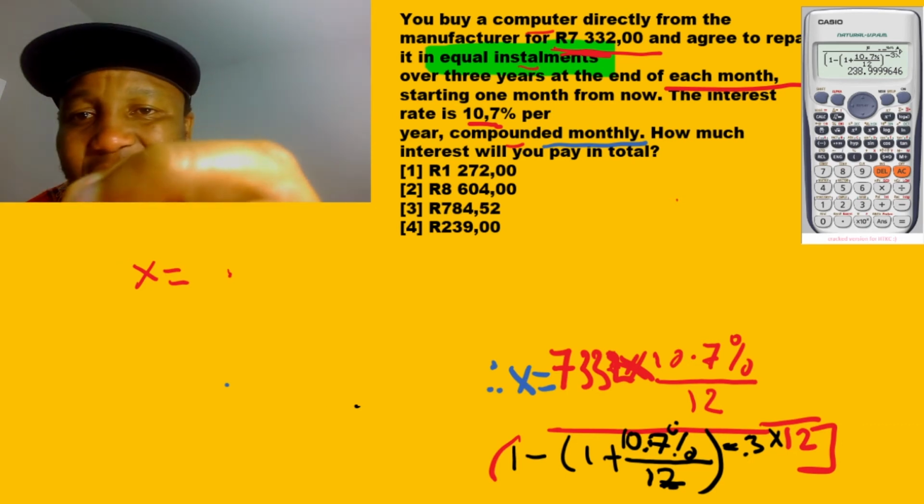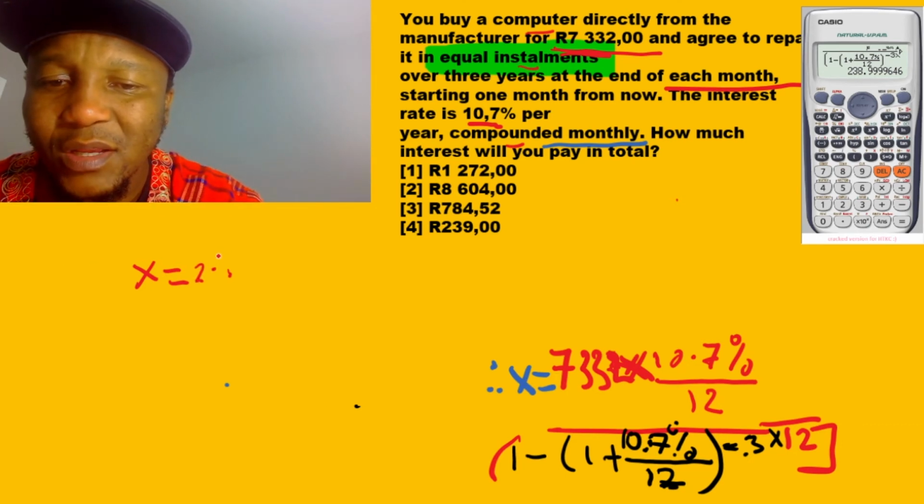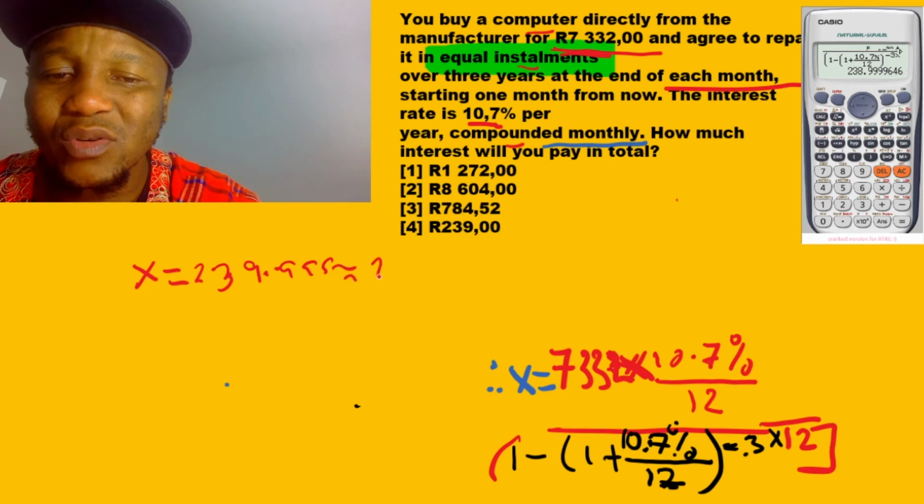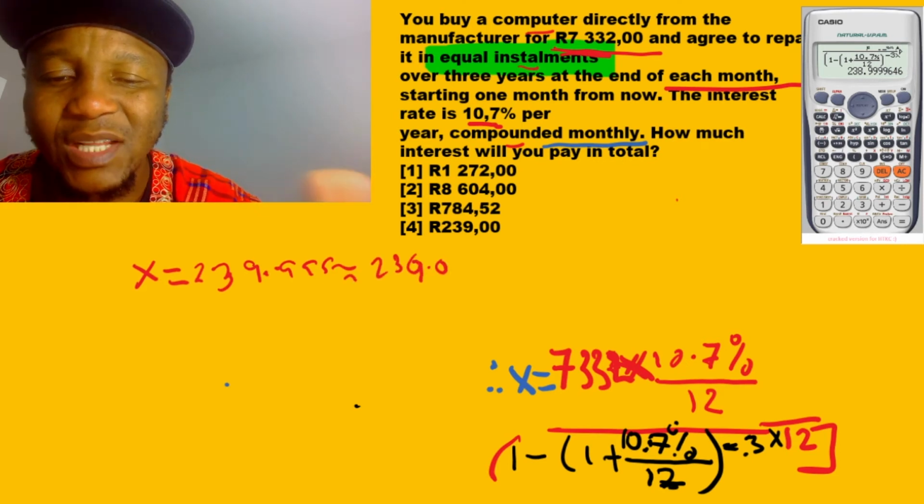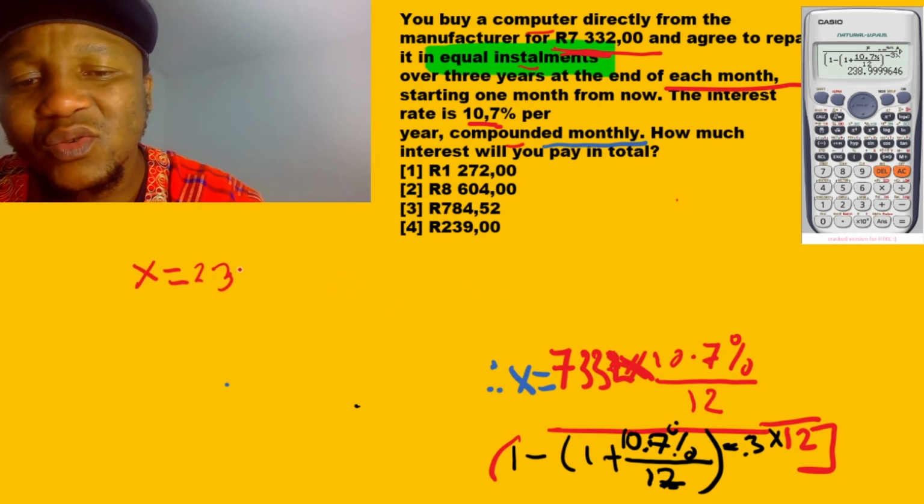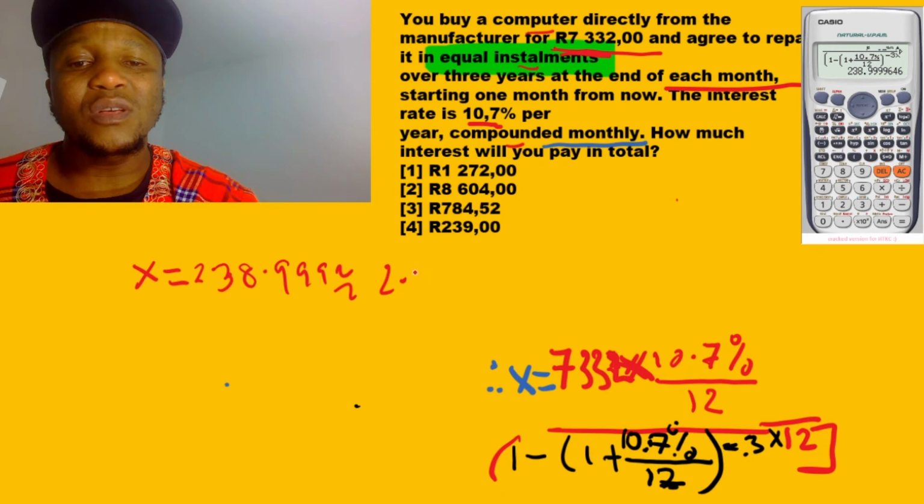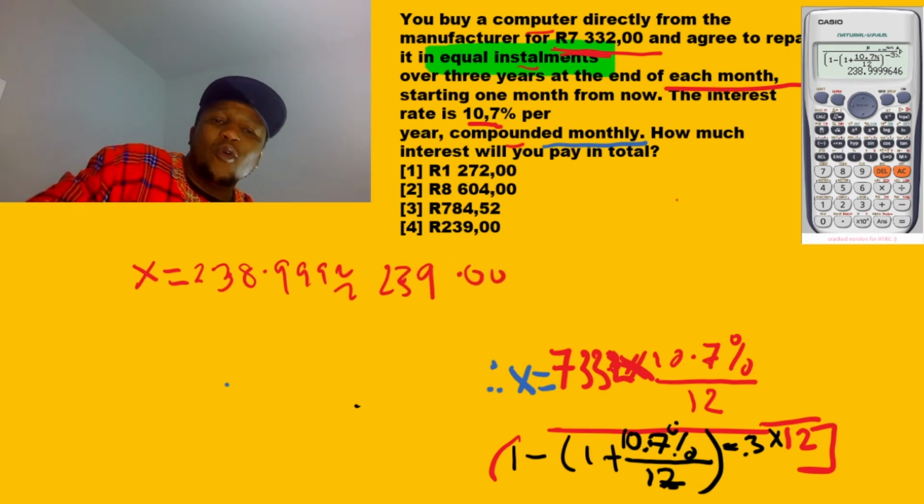Okay, so we can say here the value of x is going to be what? We got 238.999. But when you approximate this, this is going to give us 239.00. But this is not what they ask us.